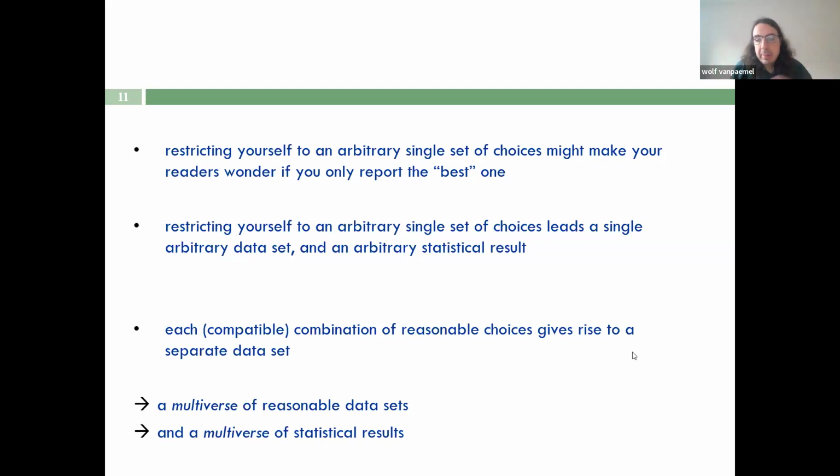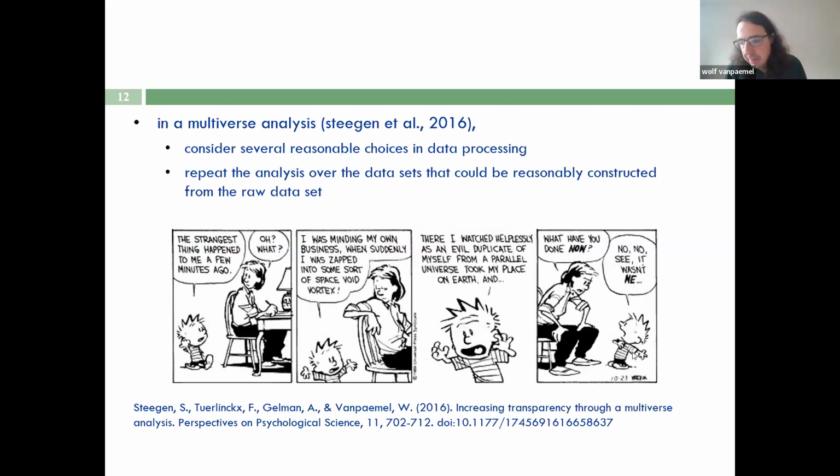So there is not one data set typically in a study. It's a source of many data sets, a multiverse of data sets, and each data set can lead to a new statistical result. So there's also a multiverse of statistical results. And the idea then, if you accept that fact that there is not only one data set, but a multiverse of data sets, so there is not only one statistical result, there's a multiverse of statistical results, then the idea is very obvious: to just look at all these data sets, or at least several reasonable choices in your data processing, so several reasonable data sets, and you just repeat the analysis over this multiverse of data sets. That's the idea. We discussed it in a paper of almost 10 years old, and we went through an example, and I'll walk you through the example also today.